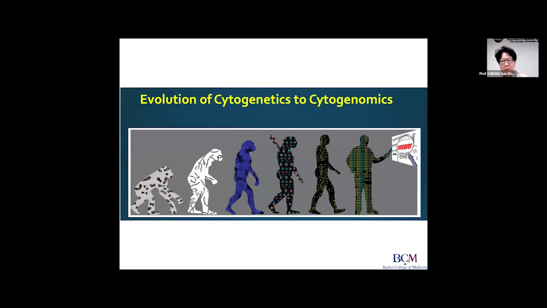This concludes this section of the lecture. Just to remember the evolution of cytogenetics and cytogenomics: first we had the unbanded chromosome, then the banded chromosome, and we had FISH, then SKY, then SKY or CGH, and then array CGH, CMA, and then whole genome sequencing.